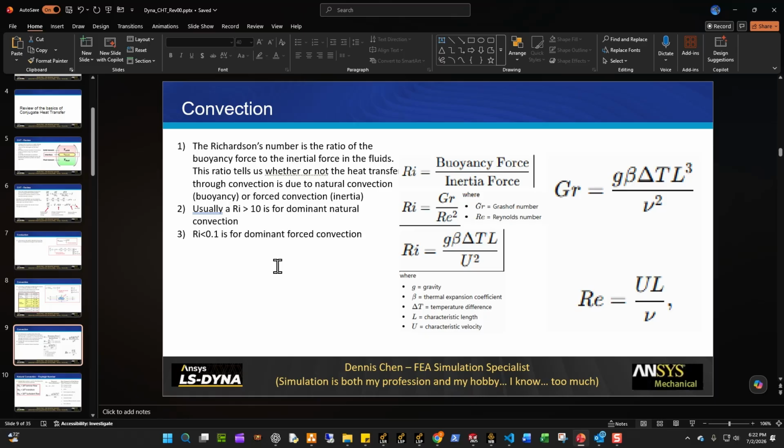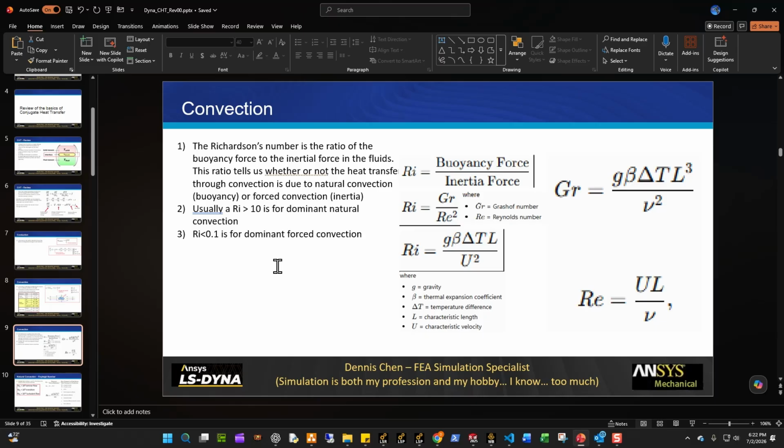All right, so when we want to think about whether it is a natural convection dominant problem or a forced convection dominant problem, what we can do is use the Richardson number. The Richardson number is basically the ratio of your buoyancy force to the inertial force of your fluids. This ratio tells us whether we are mostly looking at natural convection or forced convection.